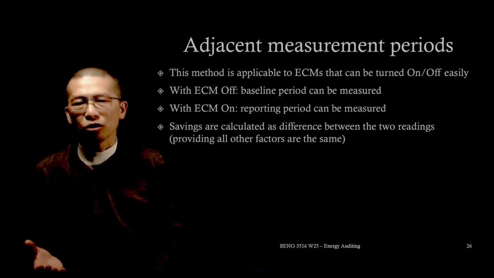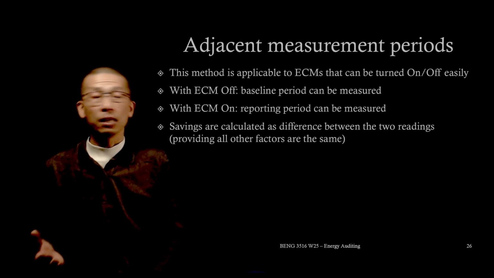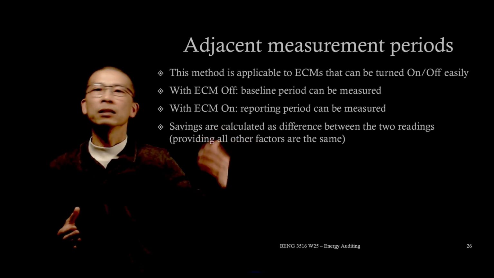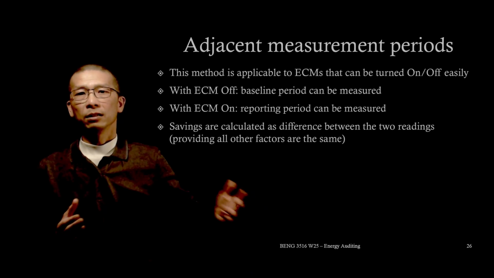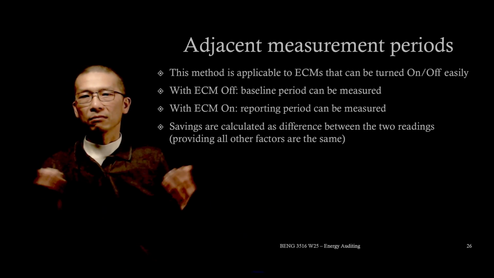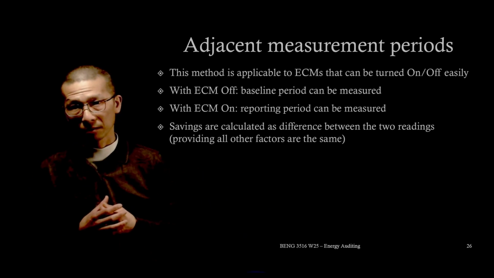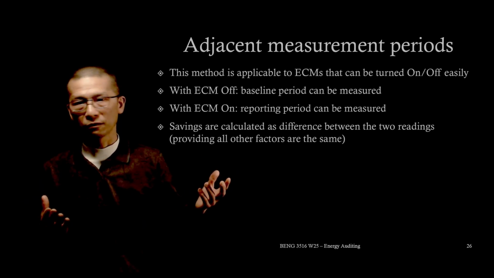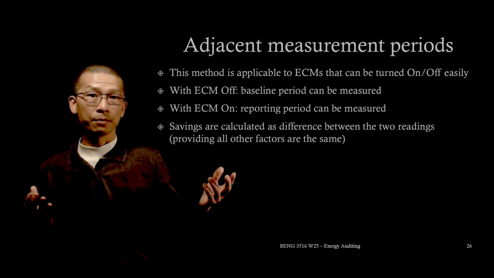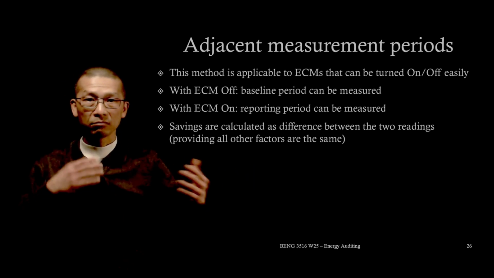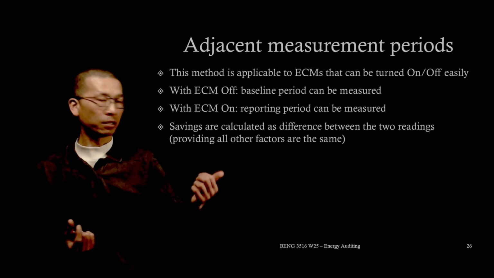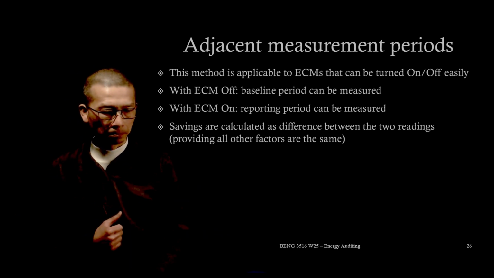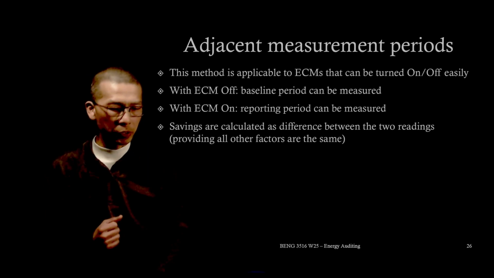The limitation is the external factors. If the savings are affected by the weather, the occupancy, and so on and so forth, then this is the limitation for this method. And it's not suitable for all ECMs. This method works best for, again, ECM that can be toggled on and off without disrupting, say, operations. So adjacent measurement period.